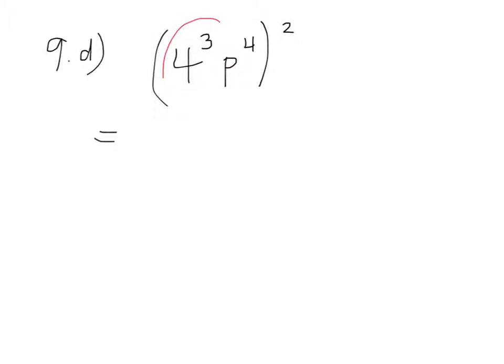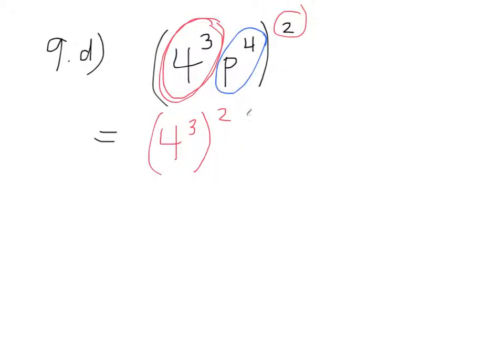It's 4 to the power of 3 to the power of 2. So let's write that like this. It's this part, a power of a power. It's 4 to the power of 3 to the power of 2. And then what's the second part? p to the power of 4, to the power of 2. Raise your hand if you at least had that written down.